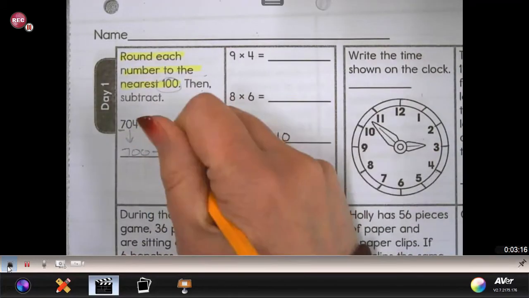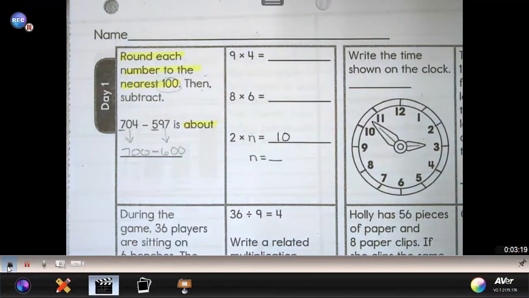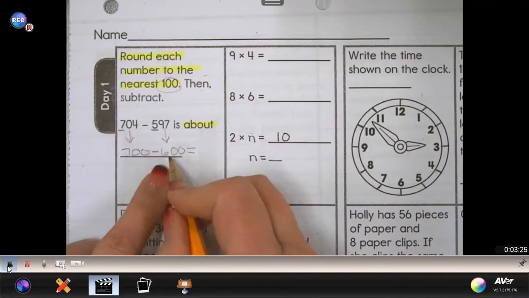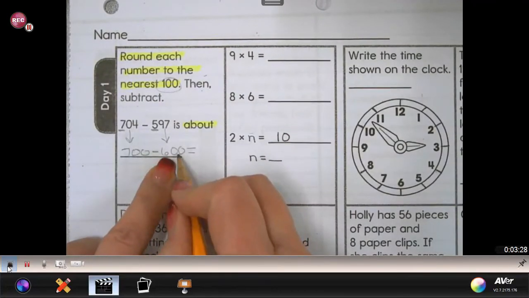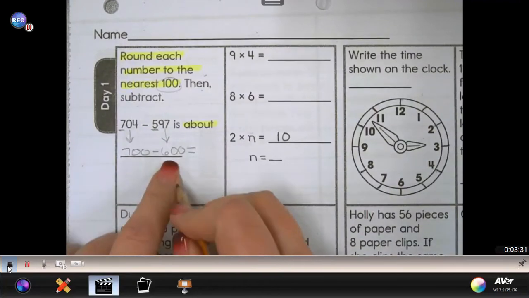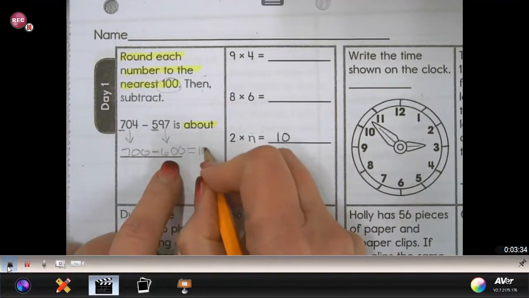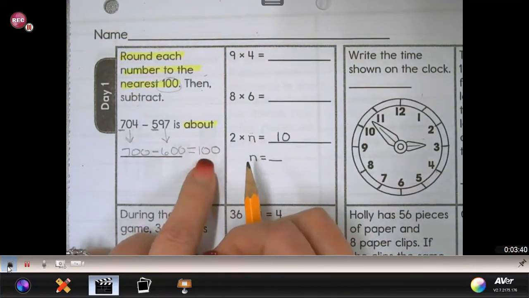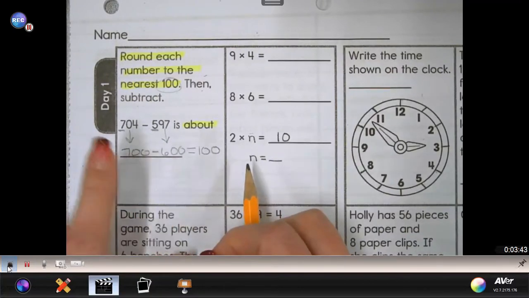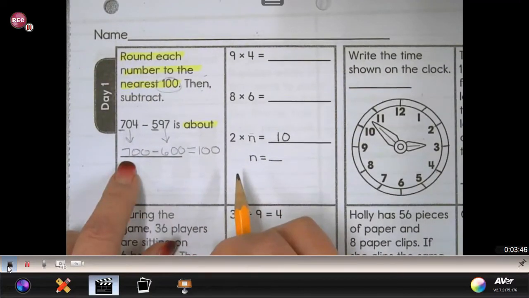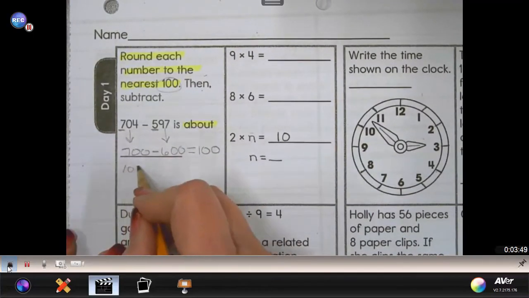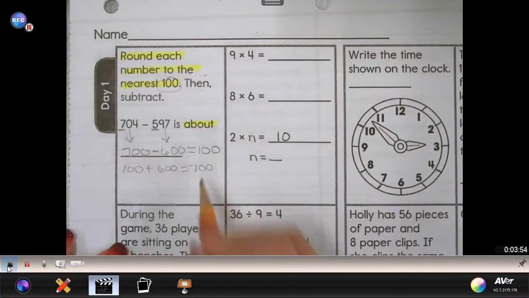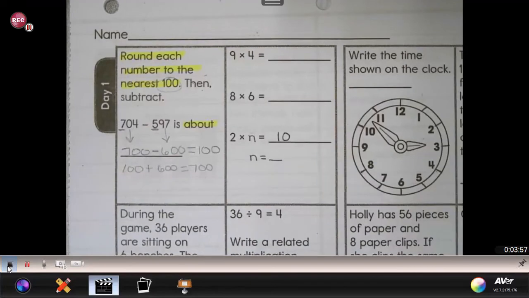So 704 rounds to 700, 597 rounds to 600, and it says now subtract. When we subtract 600 from 700, we get a difference of 100. Now, how do we check our subtraction? Well, we use addition. Is 100 plus 600 going to give us our total of 700? Yes. We can always check using addition. And so we know that this is correct because we checked our subtraction with addition.